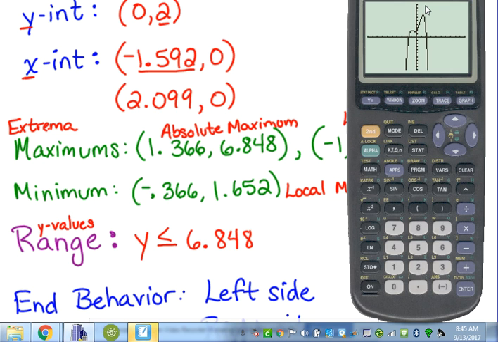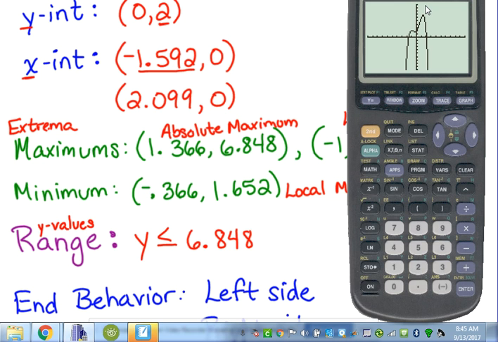Okay? That is the absolute maximum that we're going to hit right up here. All our other y values are below that. Y values are less than that maximum number. Okay?